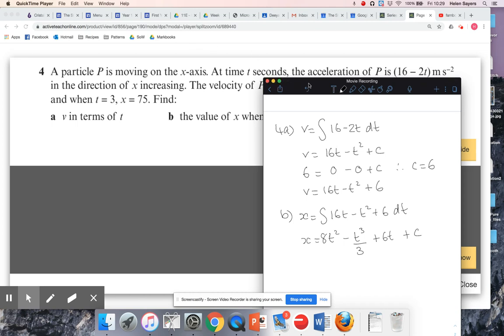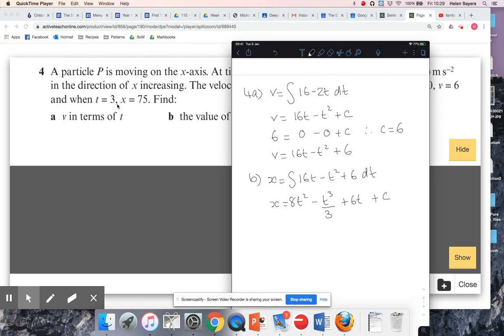And again, it has given me some information. It's told me that x is 75 when t is 3. So substitute t is 3 in. Okay, and that will let me evaluate c. So it's going to be 8 times 9 minus 27 over 3 plus 6 times 3. So if I minus 81 from 75, I get c is minus 6.